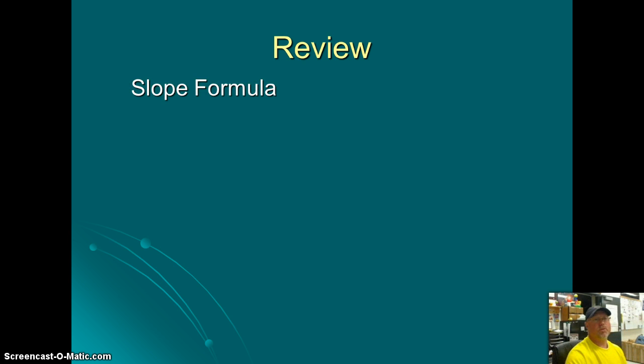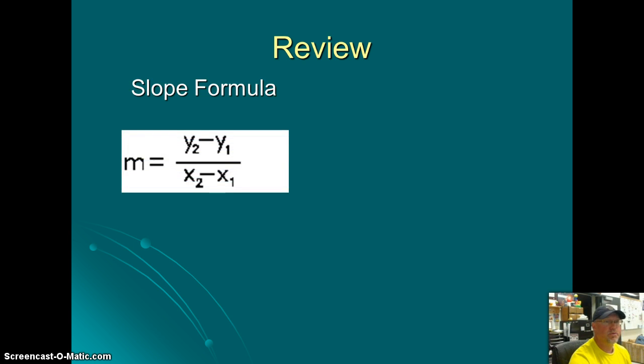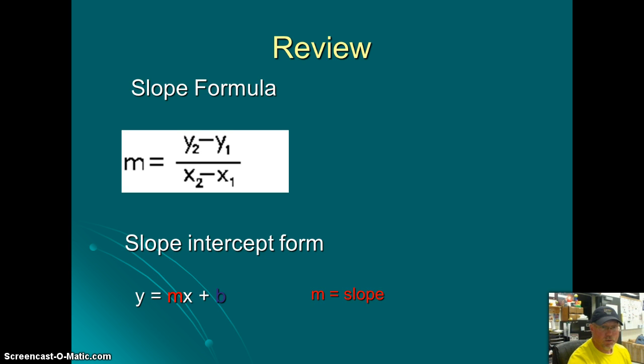For the first one, we may have to find our slope. And the slope formula that we use is y2 minus y1 over x2 minus x1, or vice versa. It depends on which y you choose, which sets your x at the bottom. Your slope-intercept form is y equals mx plus b, where m is your slope and b is your y-intercept. And we're going to be working on finding this part of the equation again for some of this.